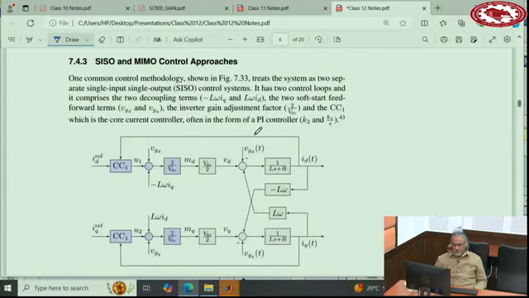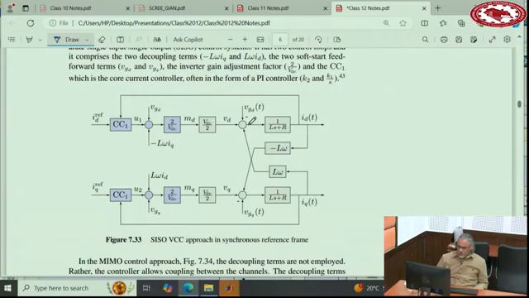This is the first one, SISO. What does it say? Again, these are the blocks of the plant or the inverter, right? And this is the controller.